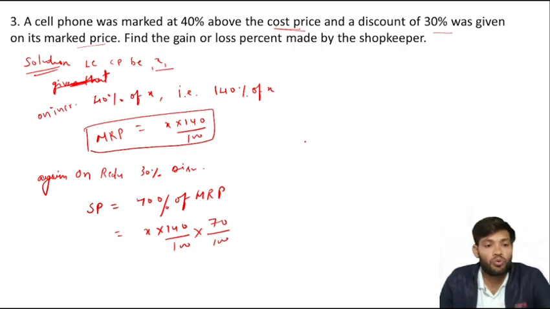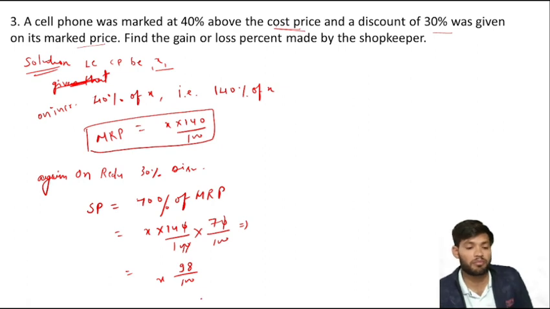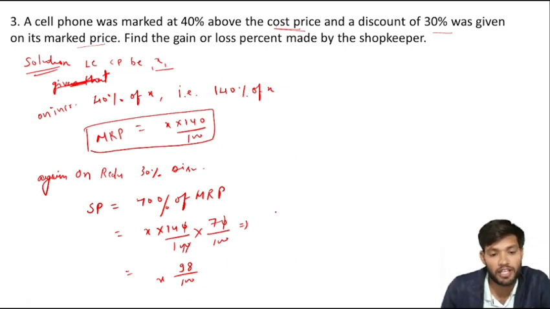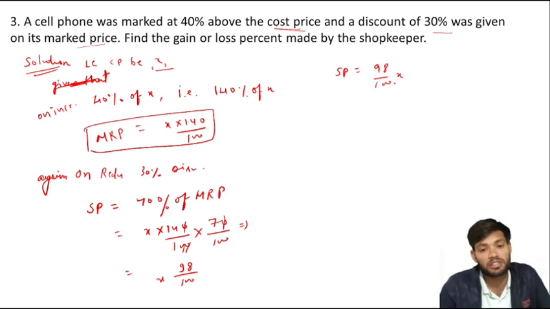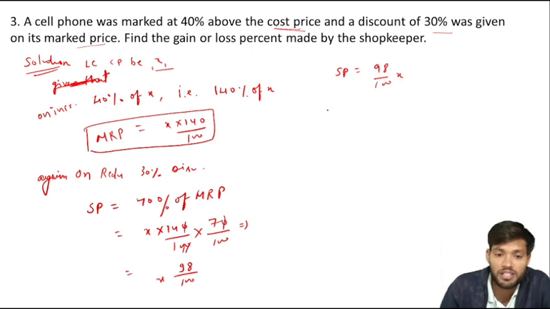Now we have to solve this. It will become 98 by 100 X. It means 98% of X. That means selling price will become 98 by 100 X, meaning 98% of CP. X is the CP. In this case the loss will occur.